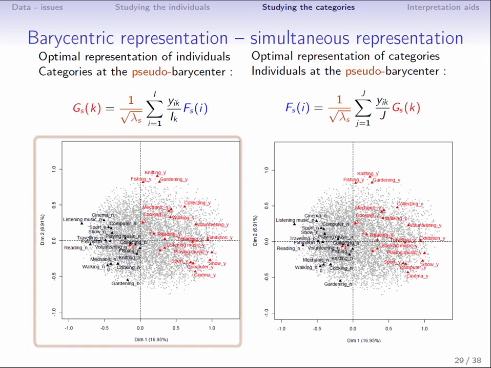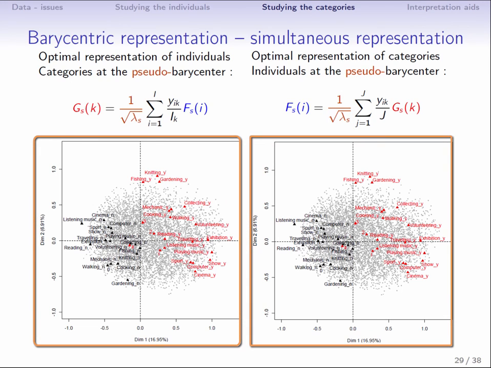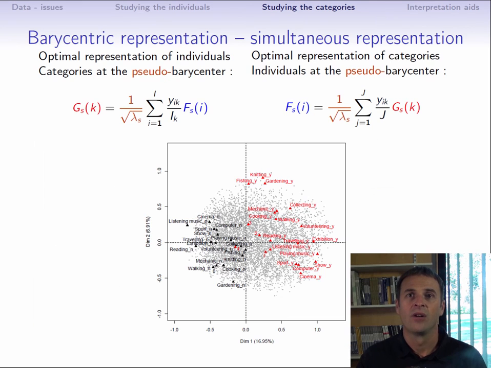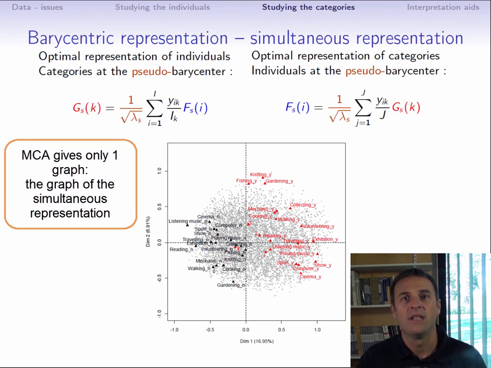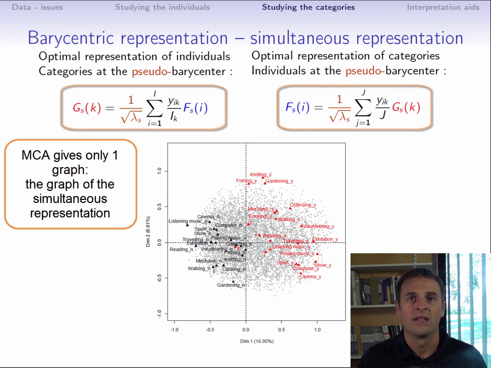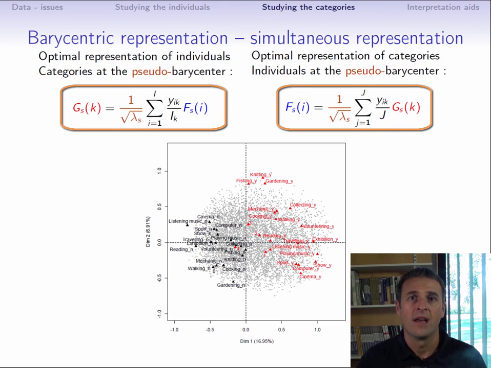Well, with these two dilations, the graph on the left is identical to the graph on the right. This is the graph which we call the simultaneous representation. It's the graph which pops out of a software package when we run MCA. The representation of the individuals is optimal, and so is that of the categories. Both transition formulas show how to move from one representation to the other and help our interpretation of the graph.